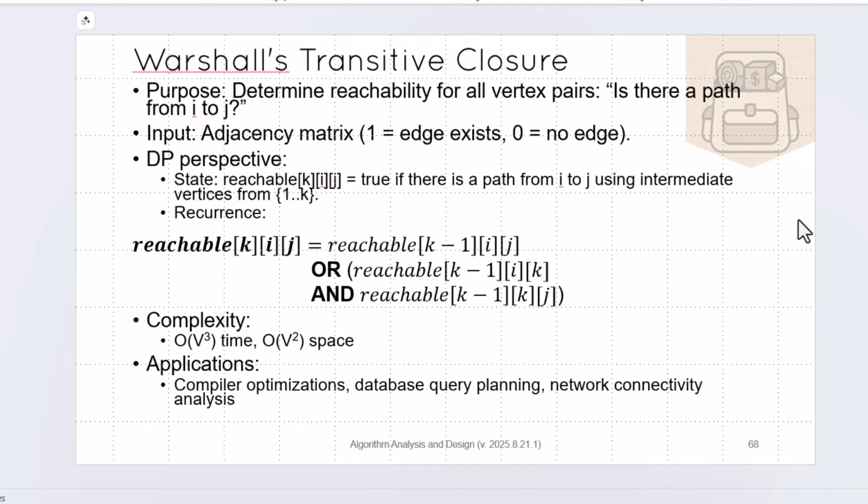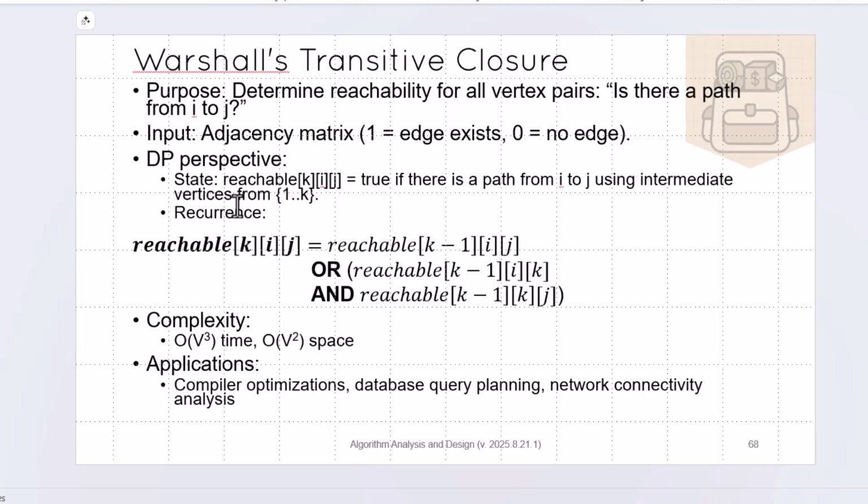Okay. So, Warshall's transitive closure. What's the purpose? We determine reachability for all vertex pairs. Is there a path from I to J? That's our question. Okay, all vertex pairs, not just one. The input would be an adjacency matrix, where 1 means an edge exists, 0 means no edge exists. The dynamic programming perspective is that the state, reachable at k, i, j, is equal to true if there is a path from I to j using any intermediate vertices from 1 through k.